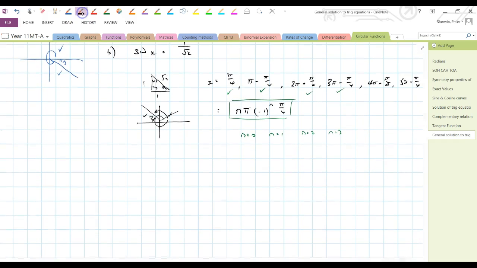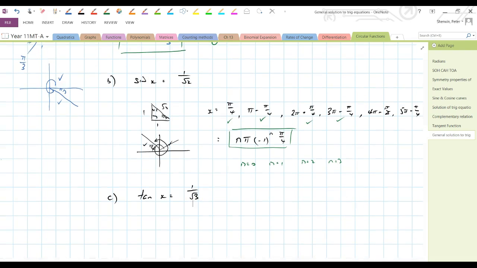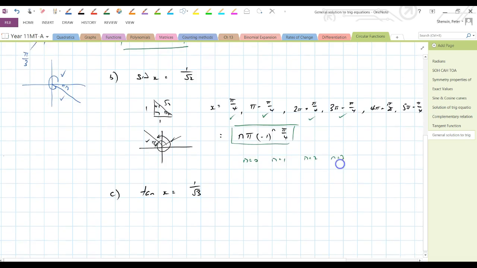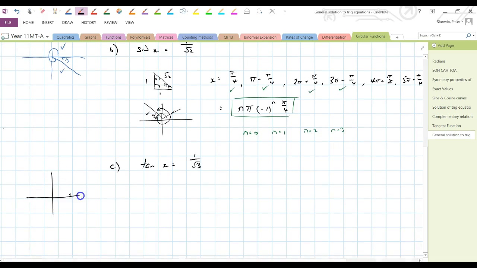Okay, we're going to have a look at a tan question. Tan x is equal to, let's go with 1 over root 3. Tan x equals 1 over root 3. So where are we? 1 over root 3 is that angle there, opposite over adjacent, that is pi over 6. So we're pi over 6 and we're in quadrant 1 and quadrant 3, pi over 6 here and pi over 6 here. So x is equal to pi over 6.